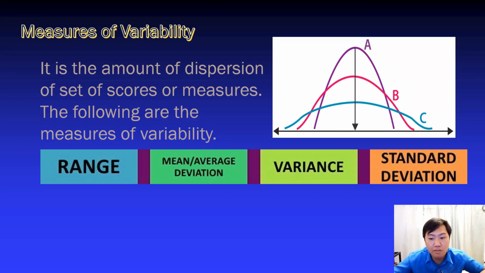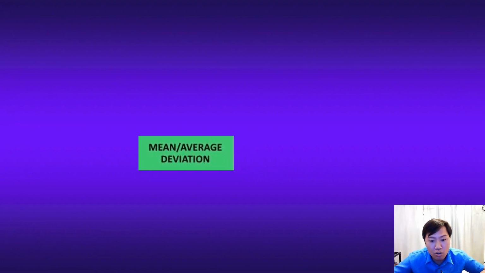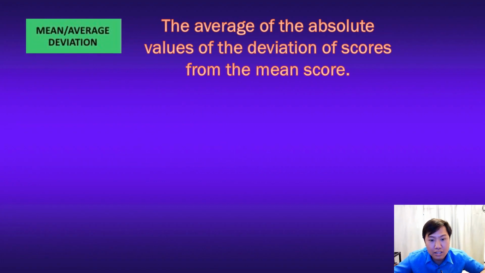Another measures of variability is the mean or the average deviation. So when we say mean or average deviation, it is the average of the absolute values of the deviation of scores from the mean score.